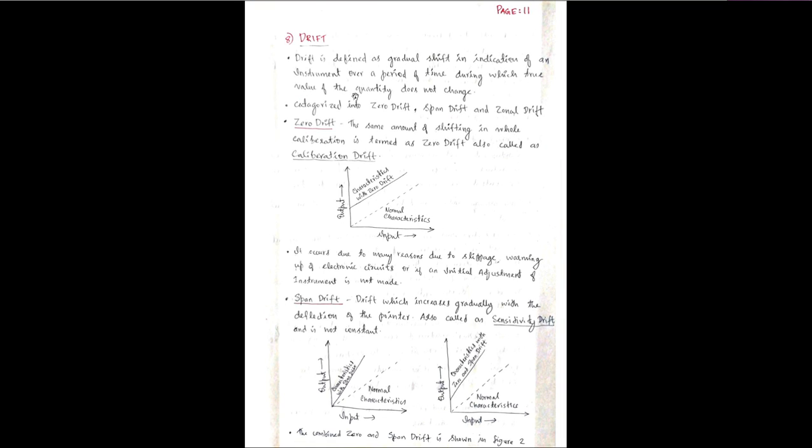Next one is drift. Drift is defined as gradual shifting of the indication of an instrument over a period of time during which the true value of the quantity does not change. That is, drift is defined as gradual shifting indication of the instrument. It will be having gradual shifting over a period of time during which the true value of the quantity does not change. It is categorized into three: zero drift, span drift, and zonal drift.